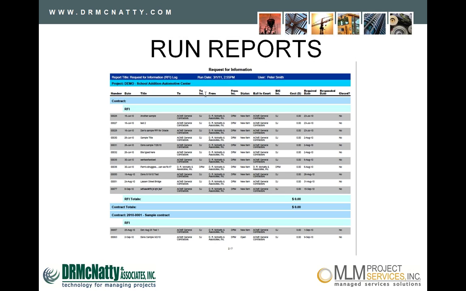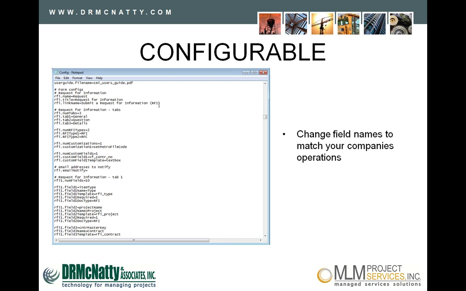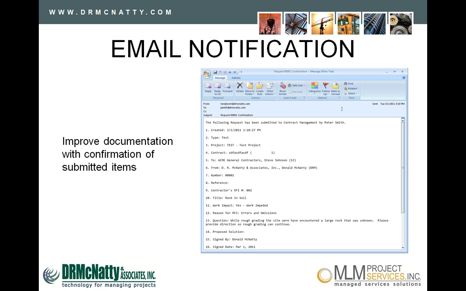You can also run reports directly from CMI. So if you're a contractor submitting items, you can run a report on all the items that you have submitted. CMI is very configurable. We developed this in-house, and if there are certain fields that you want to change, we can make that happen. You will also receive an email notification. So if you're submitting an item, you receive an email notification that this item has been submitted and a brief breakdown of what was in that item.